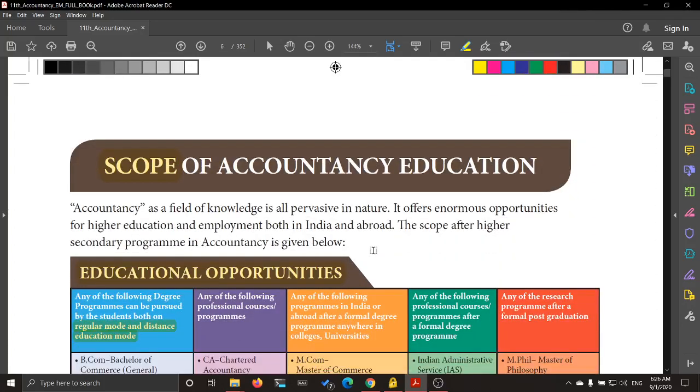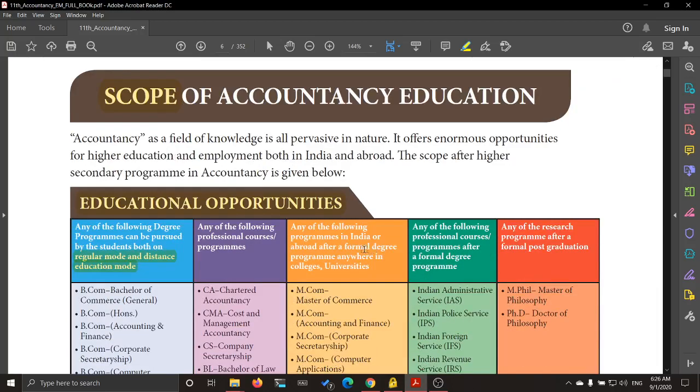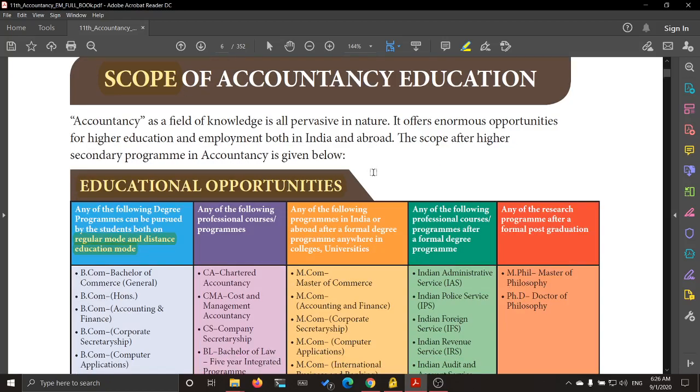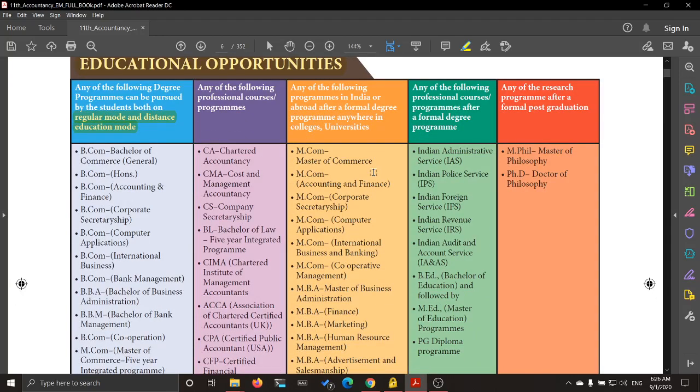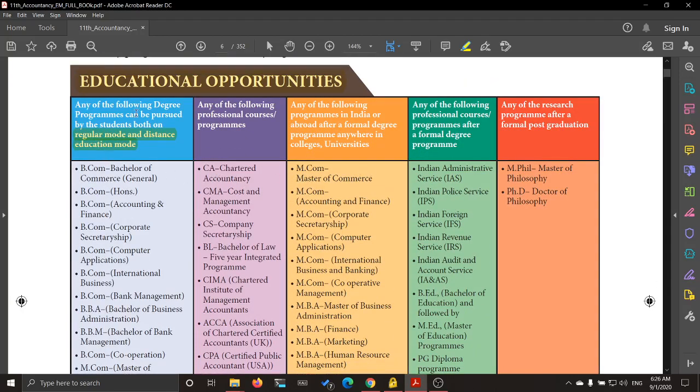Next, we go on to see what is the scope of accounting. Here, the scope refers to the various fields where you can use this particular accounting education. Opportunities also you can say. Now they have given you the explanation for degree programs, both by regular mode, which is going to college and studying, and distance education, that is through correspondence.